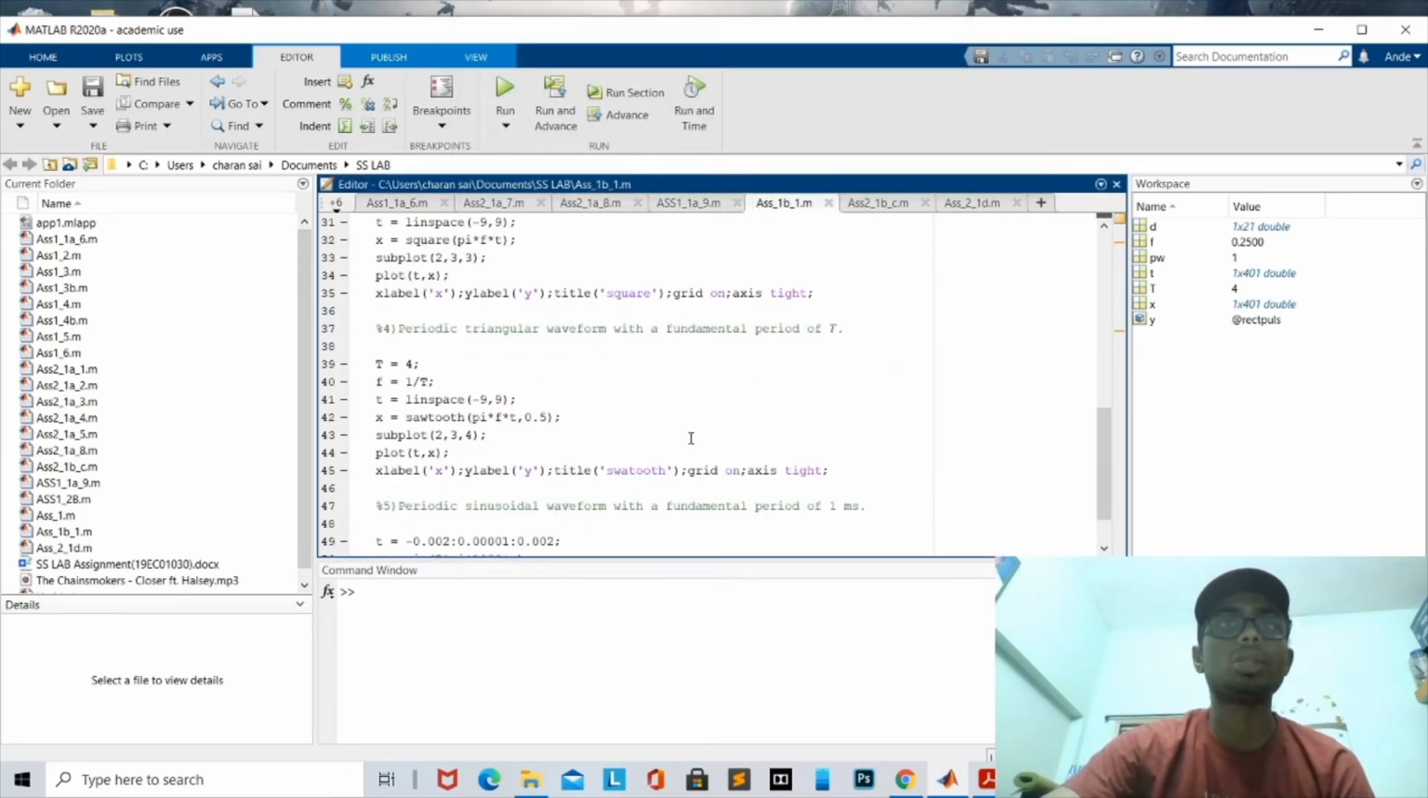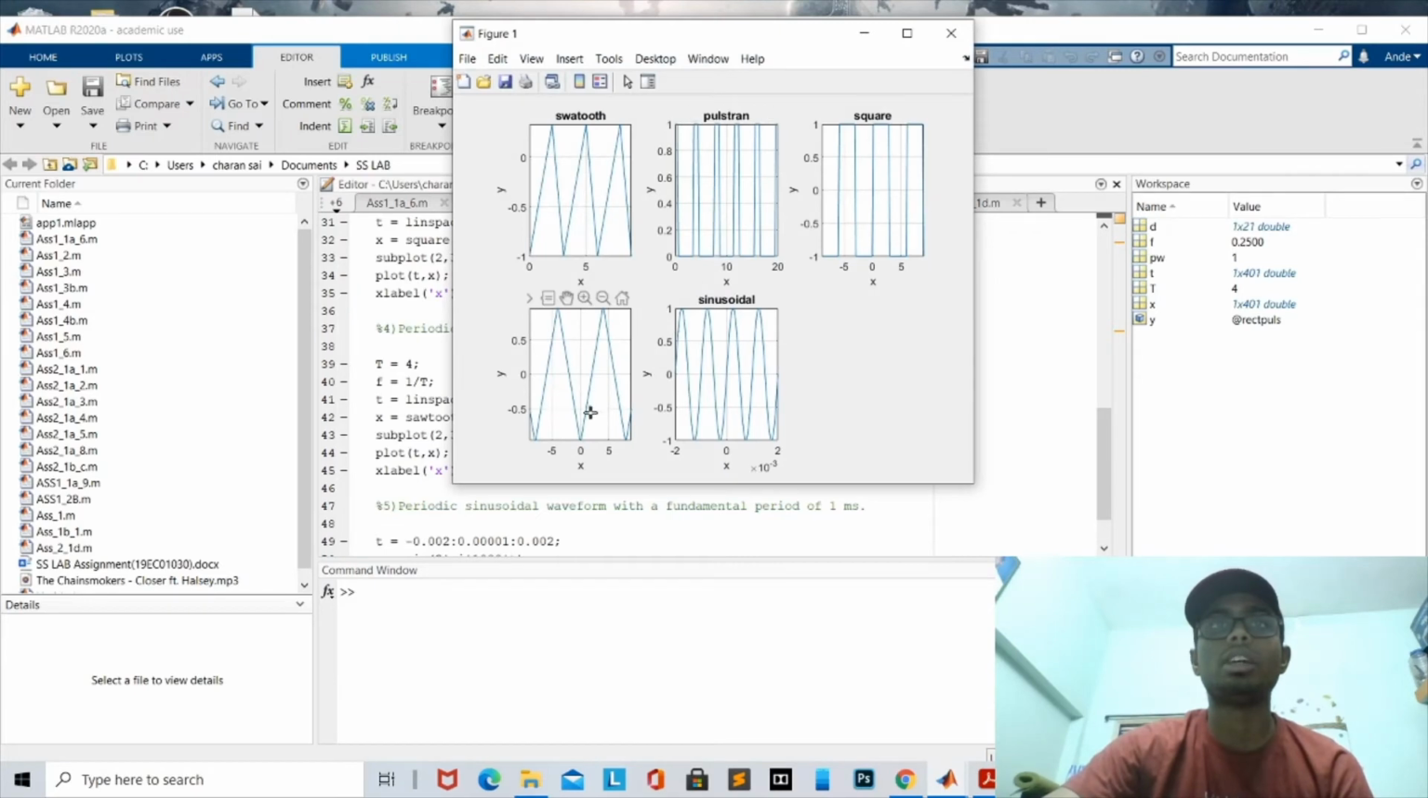And coming to the next one, they're asking us to plot a triangular waveform with a fundamental period of T. I have assigned the fundamental time period T equal to 4, and frequency equal to 1 by T, and I have used the inbuilt function sawtooth, x equal to sawtooth of pi*f*t comma 0.5, and I have plotted the graph. Here comes the graph. So here comes the triangular waveform.